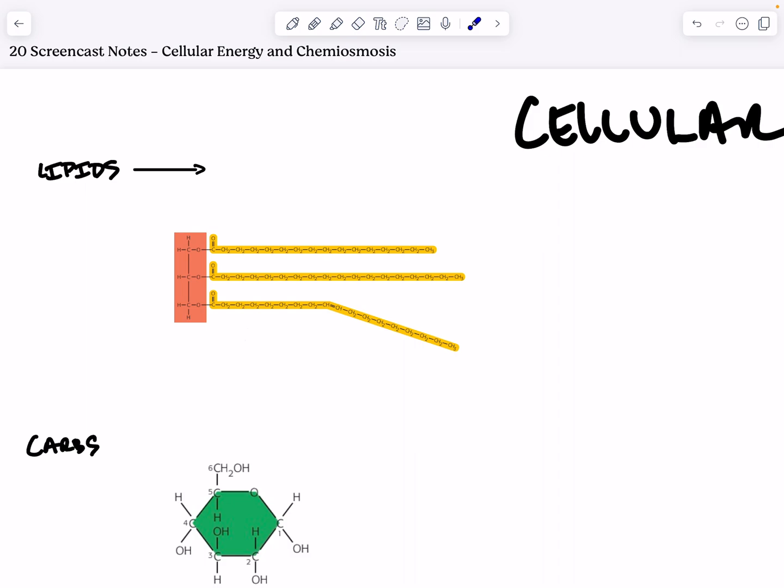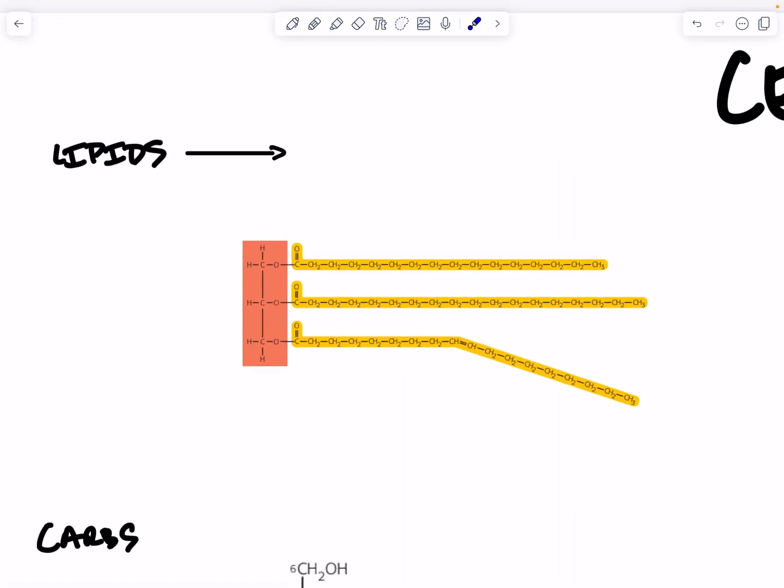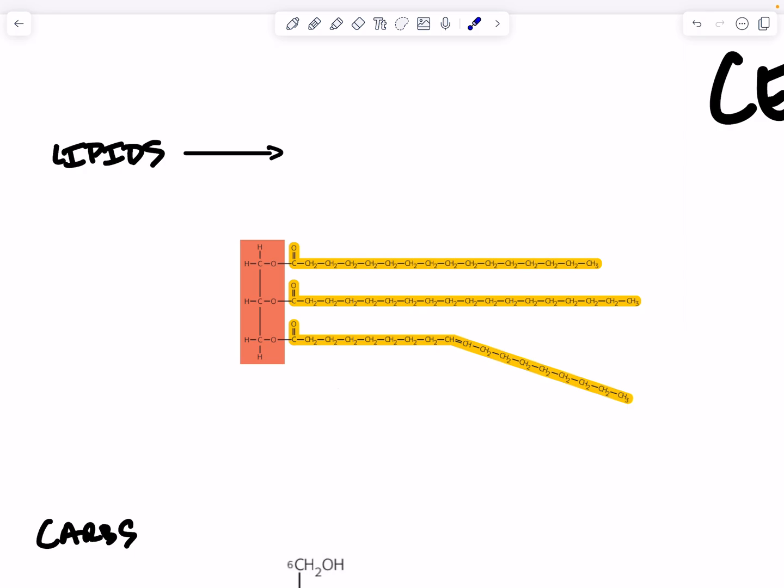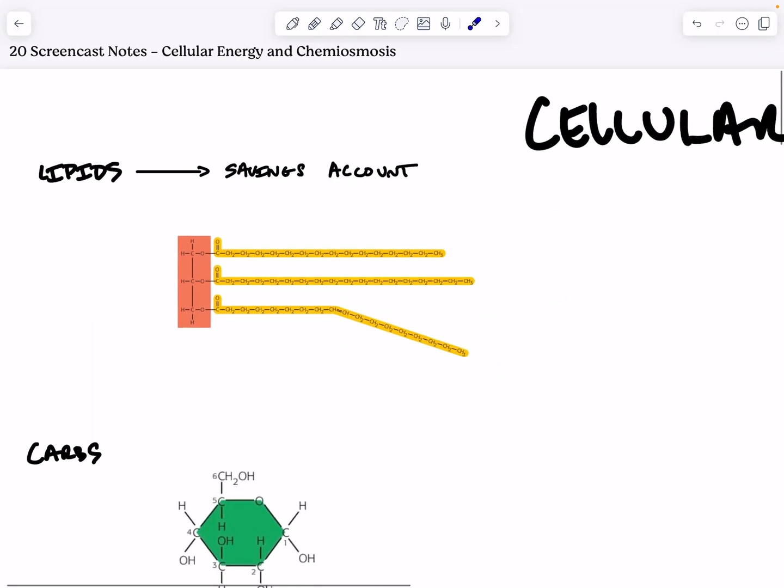Fat is a really efficient way to store energy for long-term use, but it's not super accessible, and it has to be changed into a different form in order to use it in cellular processes. So lipids are kind of like your savings account. It's there, you can access it, but you don't want to be dipping into your savings account every day, because that's not good for your long-term financial planning.